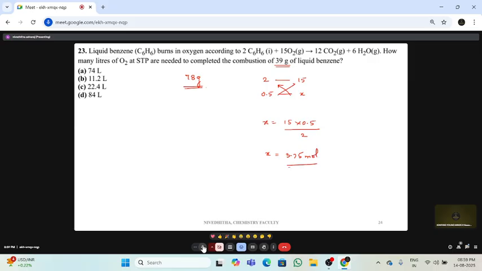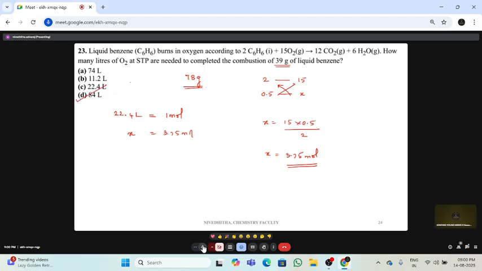So if it is 3.75 mole of oxygen, then that is how many liters of oxygen? So what is the molar volume? 22.4 liters is equal to 1 mole. So here it is 3.75 mole. You just need to cross multiply this. That's it. It works out to 84. Option D, ma'am. Option D, 84. Yes, 84.